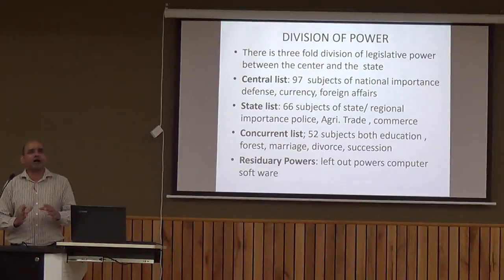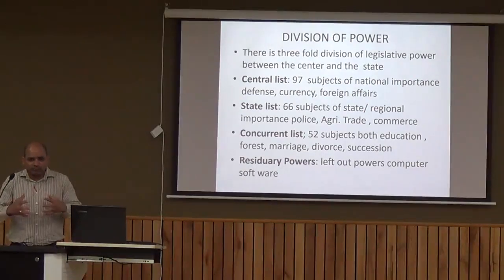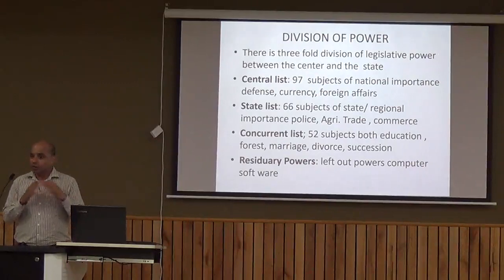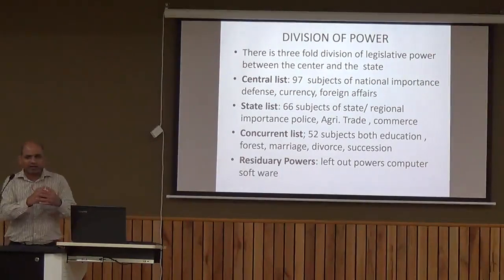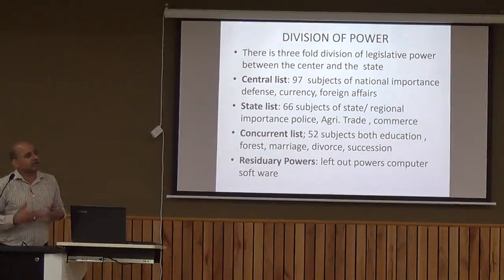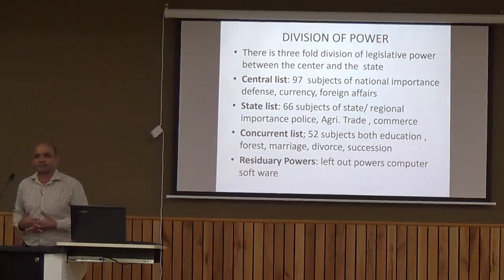Suppose each of them is adamant to make a law on that. In this case, the situation is known as a deadlock. In such a situation, the law of the center will prevail over the states. I mean, the states have to back down. The states have to withdraw. Means, with regard to the concurrent list, the central government enjoys more power than the states.